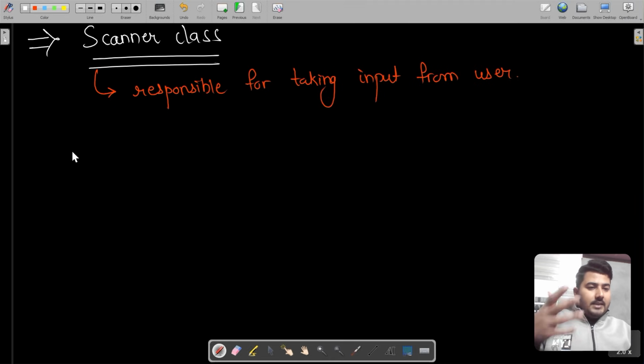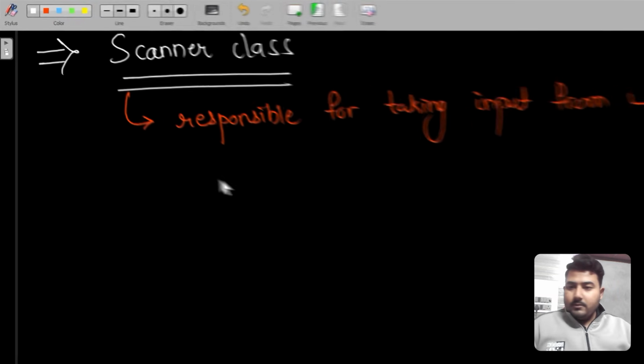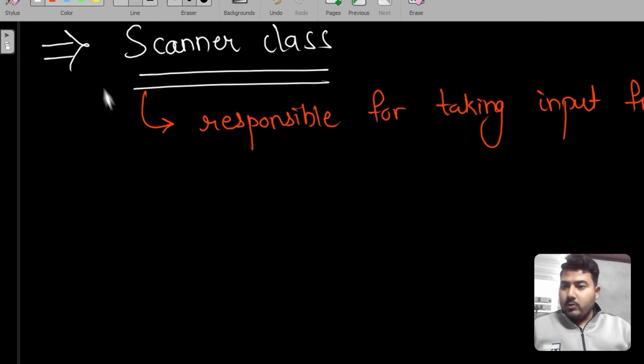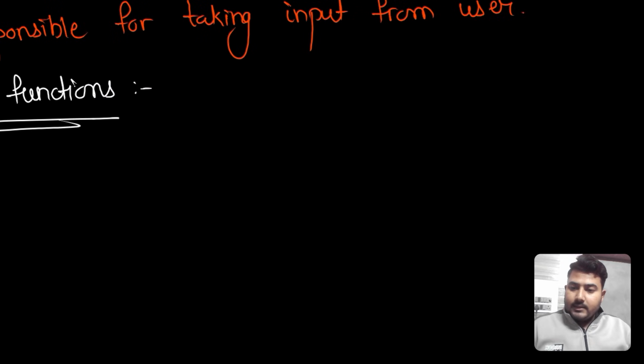To take each different type of input, we have to have a different predefined function. So the Scanner class contains a list of predefined functions which we use to take input from a user. Let me just list down those predefined functions. We do have a couple of inbuilt functions which I'm going to mention right now. Some major ones look like this.